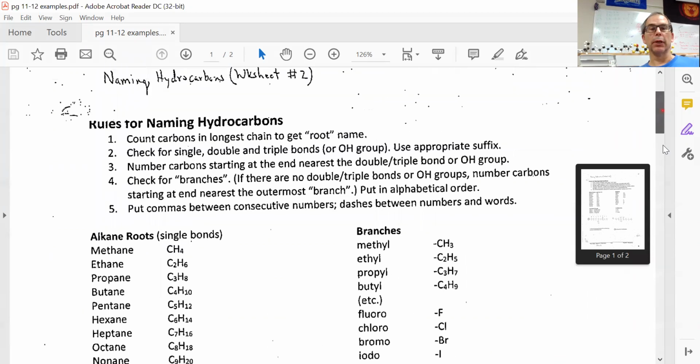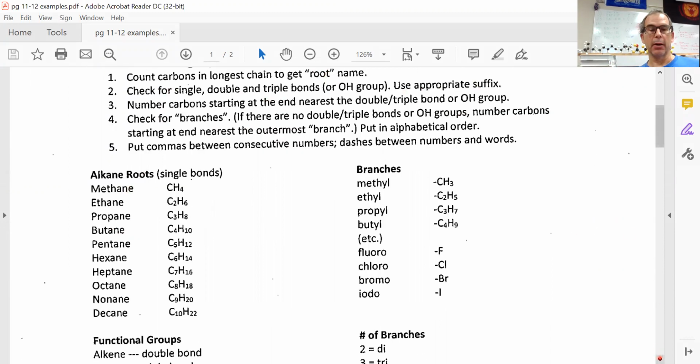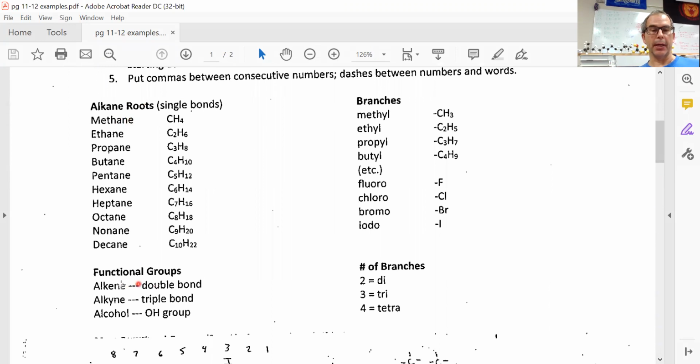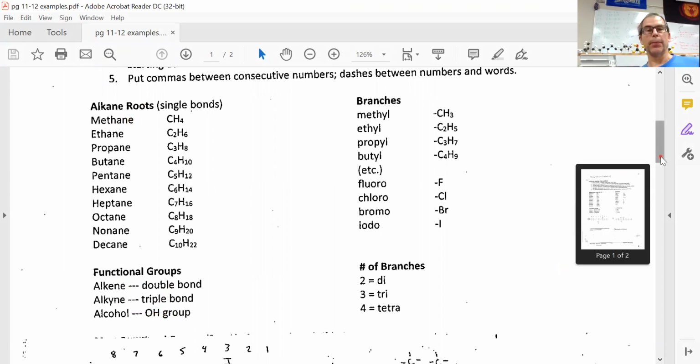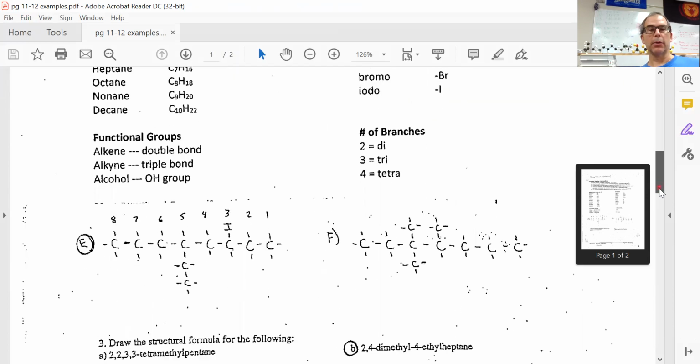The first rule is count the carbons in the longest chain to get the root name, and then check for single, double, triple bonds or OH group and use the appropriate suffix. And I'm going to give you a hint. We are going to have single bonds for this first one, so it is going to have the ane ending. All single bonds have an ane ending. When you get a double bond, you get an ene ending, a triple bond, an yne ending, and an alcohol group, you get an ol ending. So let's go back and we'll do the name here.